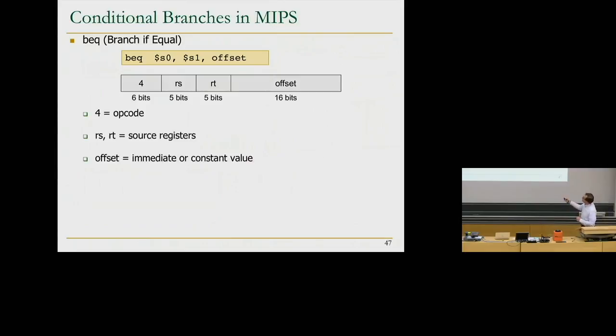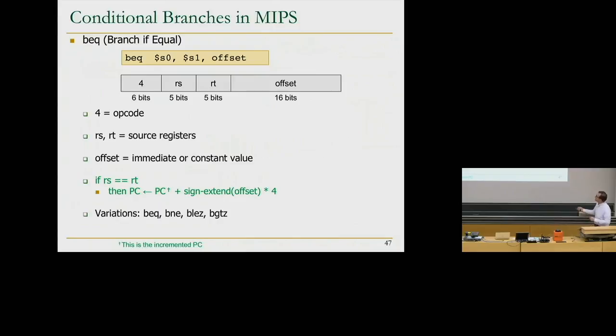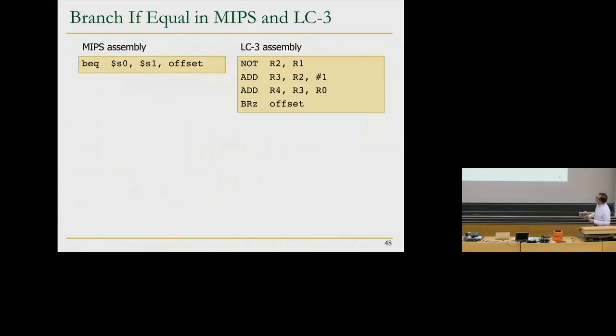And these are the source registers, RS and RT. That's the opcode. That's the offset. And if RS is equal to RT, as I said, then PC gets PC plus sign extend offset. Of course, multiplied by 4 because you go to a word, right? And this is byte-addressable. And there are variations in MIPS, like branch greater than 0, for example, branch less than or equal to 0, branch not equal, and branch equal. Sounds good, right?